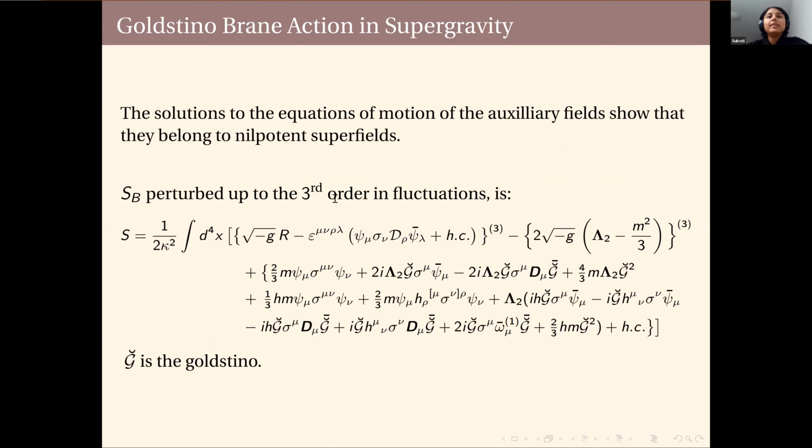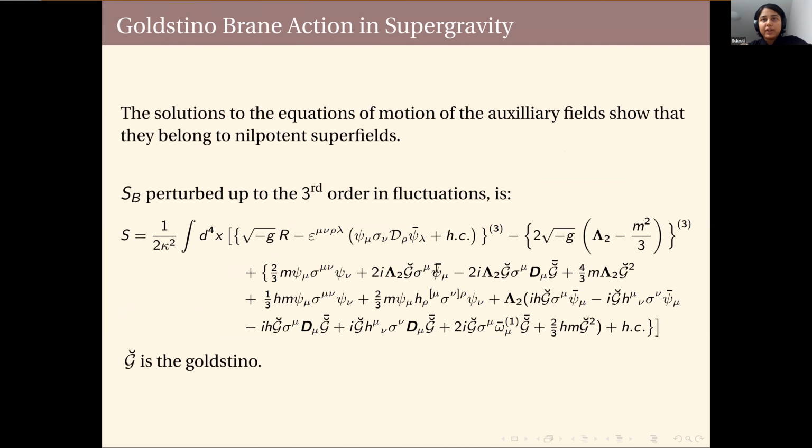So the construction for the Goldstino brane action does not involve any nilpotent superfields to begin with, but when we solve the equations of motion for the auxiliary fields, we find that they do belong to nilpotent superfields. Anyway, that's a trivial detail. The main thing to take here is that if we perturb the action up to the 3rd order in field fluctuations, we get this form.